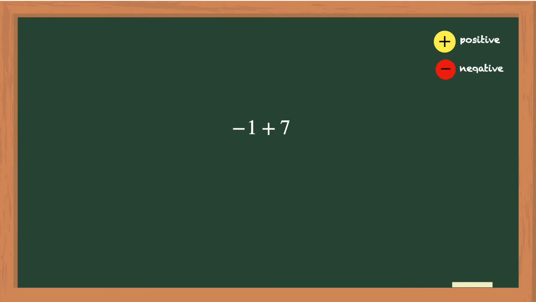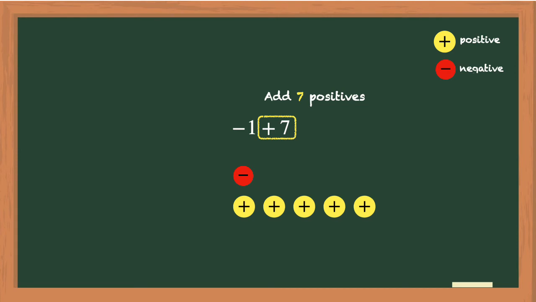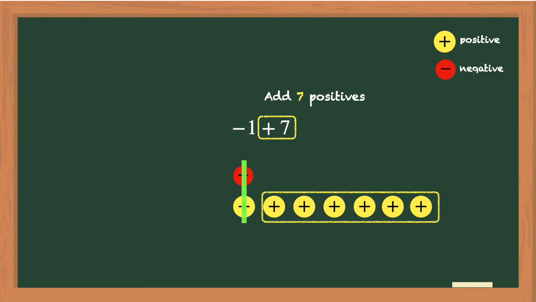We start off with negative 1, so I will bring down one red or negative counter. Then my next term is adding a positive 7, so I'll need to bring down 7 yellow or positive counters. 1, 2, 3, 4, 5, 6, and 7. Next, I need to cancel out the 0 pair. The last thing to do is count the number of counters that remain.